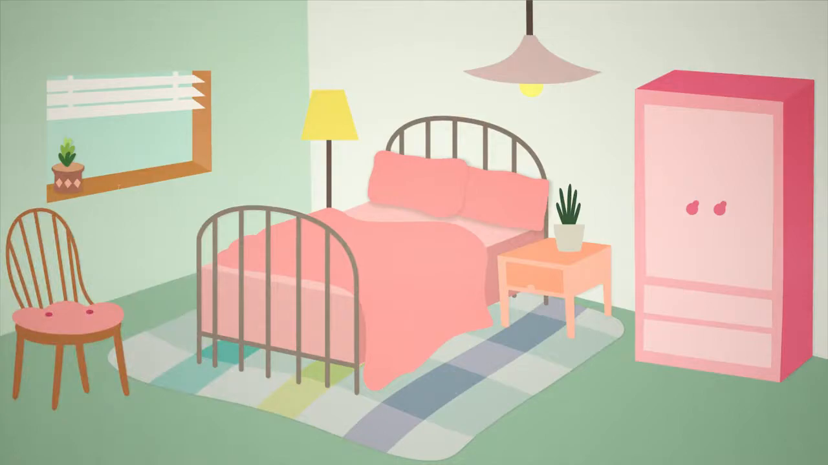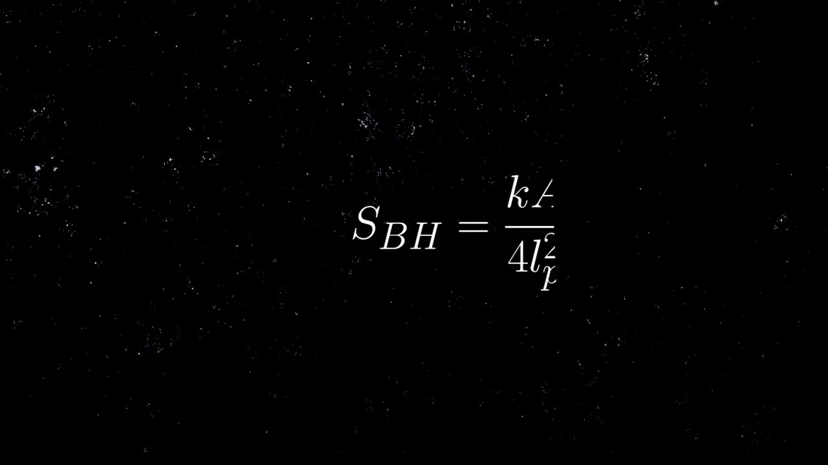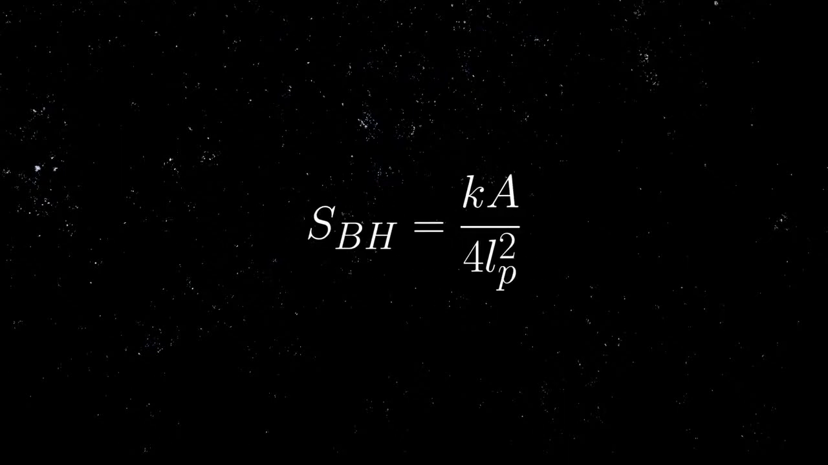It's easiest to think back to your messy bedroom for this one. There's only one equiprobable state for a clean room, so the entropy is low. There are millions of ways that your room can be dirty, so the entropy of a messy room is high. Here's the formula to calculate the entropy of a black hole based on the area of its event horizon. S black hole is equal to K times A divided by 4 times LP squared.